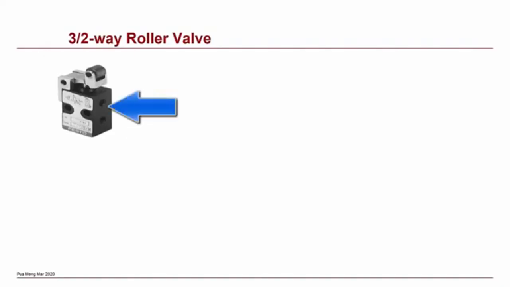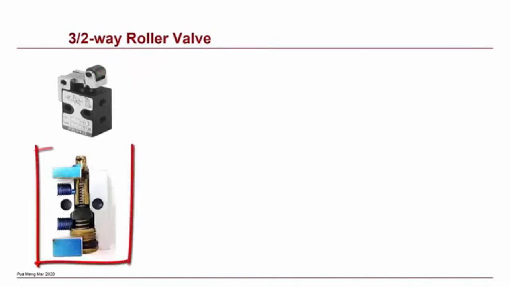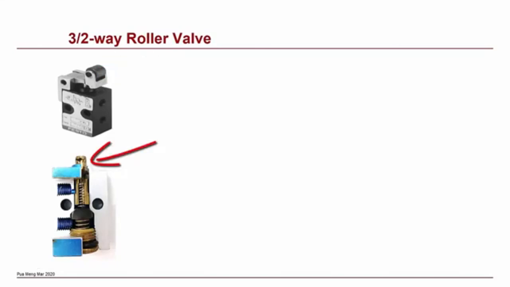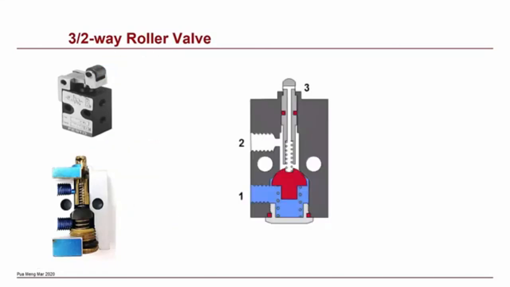It has a valve body, a roller lever, and an internal moving part. This is the cross-sectional view of the 3/2-way roller valve, without the roller lever. Only the moving part and valve body are shown. Let's now see the animated view of the valve in action. The detailed explanation of each valve position will follow.